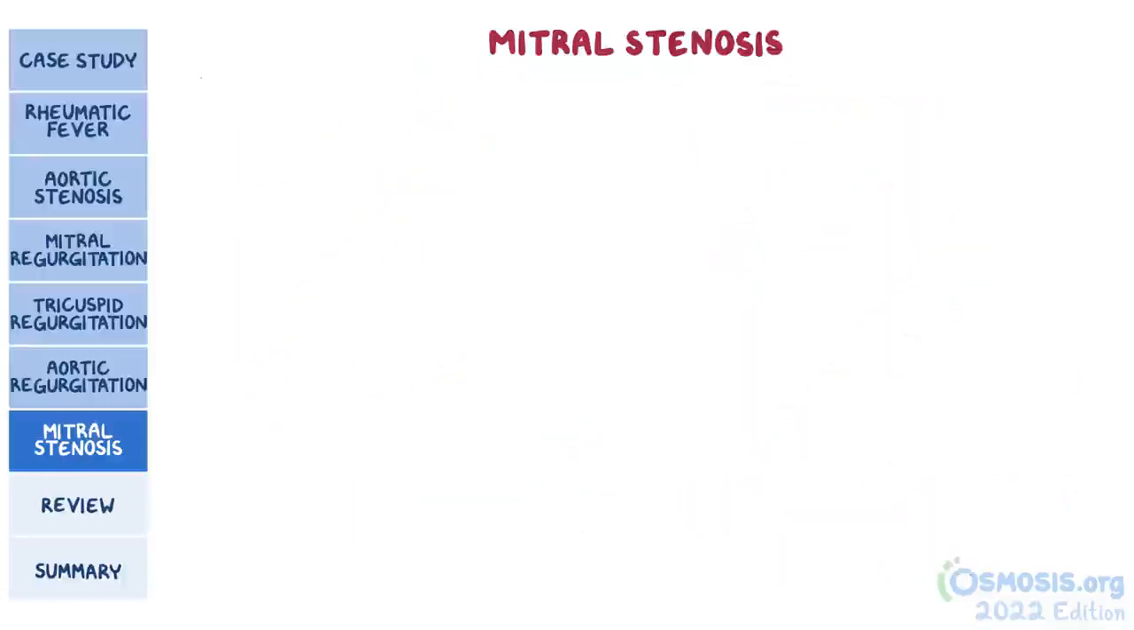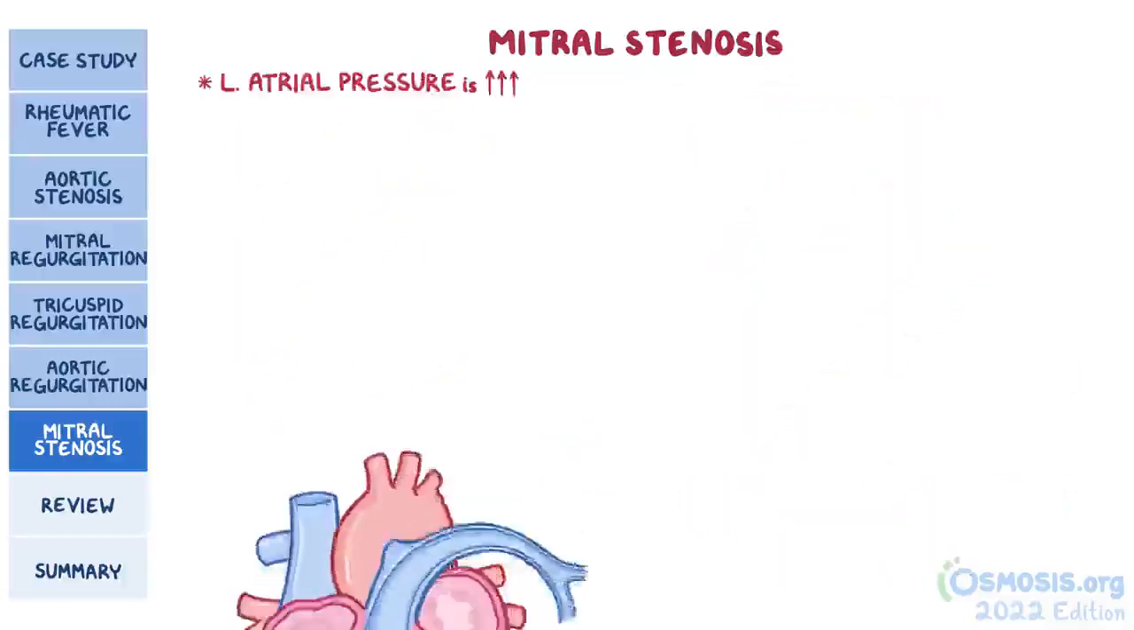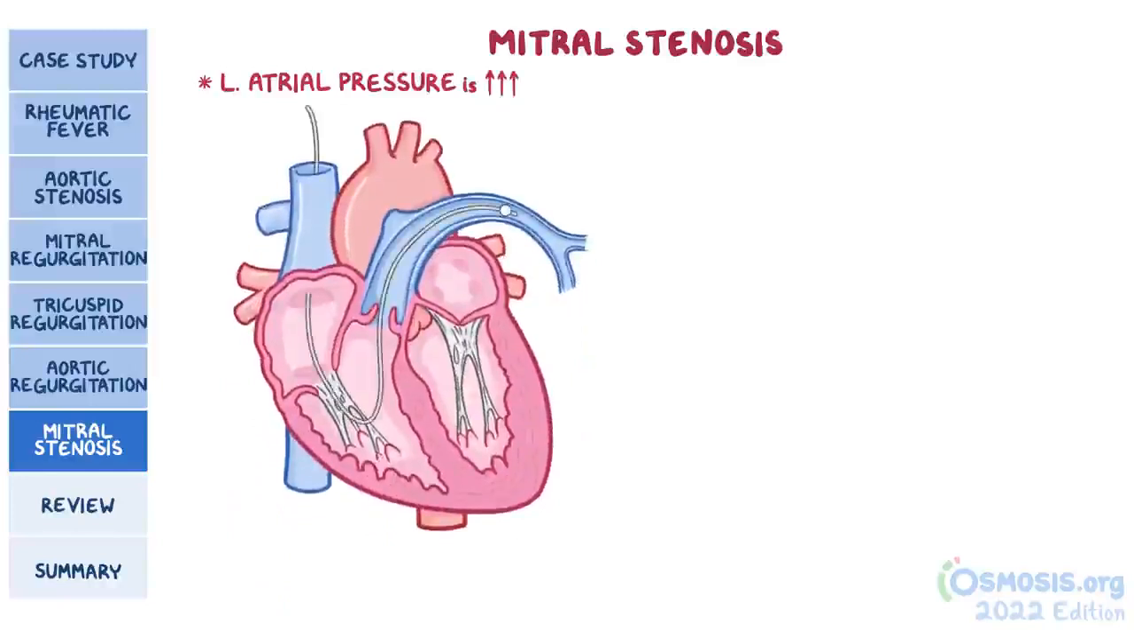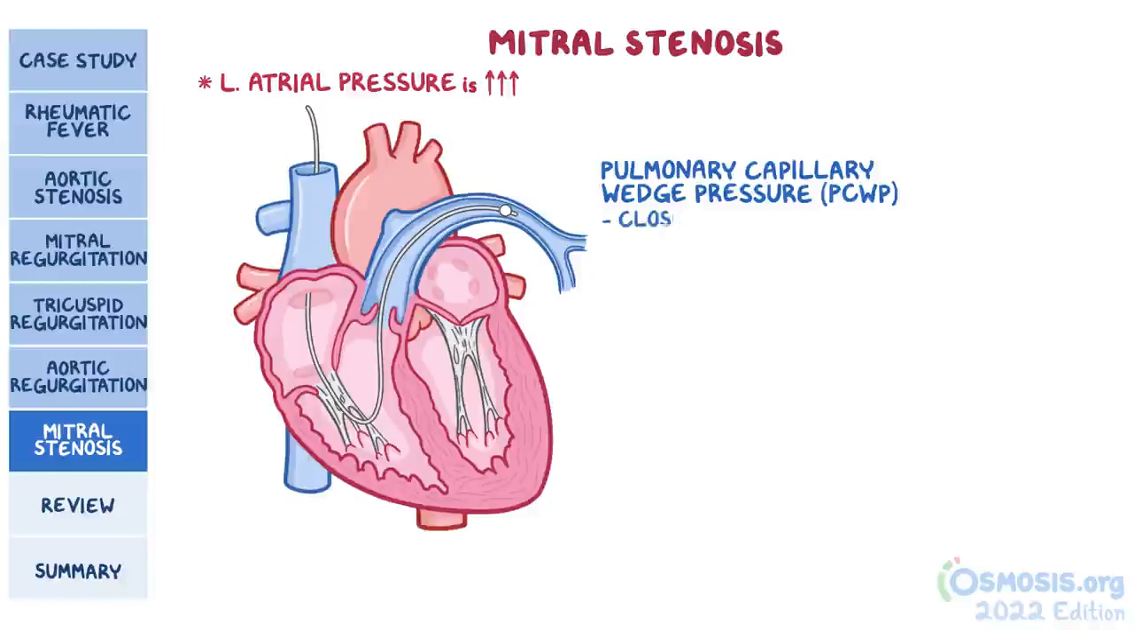In mitral stenosis, the left atrial pressure is increased, and we can measure this by inserting a catheter through the right side of the heart, up the pulmonary artery, and towards the end of it. The catheter then reaches a point at which it cannot cross further. The pressure at this point is called the pulmonary capillary wedge pressure, or PCWP, because the catheter is wedged there. The PCWP closely reflects the left atrial pressure, so in mitral stenosis, the PCWP is increased.